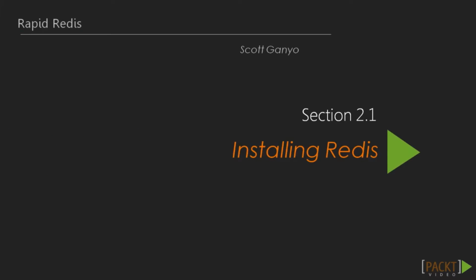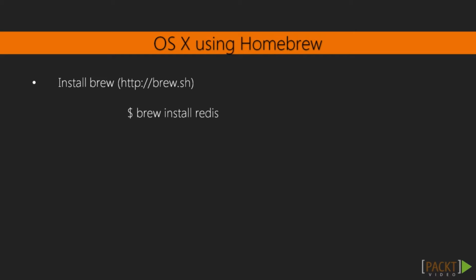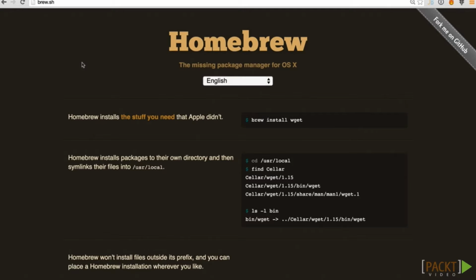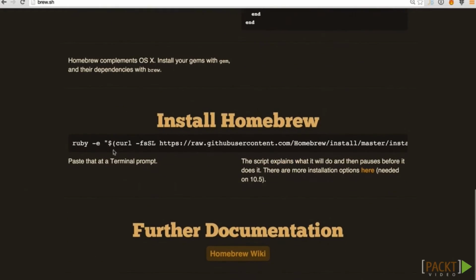Installing Redis. The very simplest way you can install Redis on OS X, if you already have Homebrew installed, is simply the command brew install redis. If you don't, you can go to brew.sh and it will tell you all the information that you need to know to install Homebrew. You need to have Ruby installed. And after that, it's a simple matter of running this little Ruby script here that they include on their page.